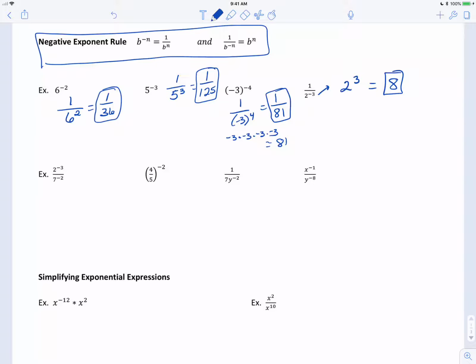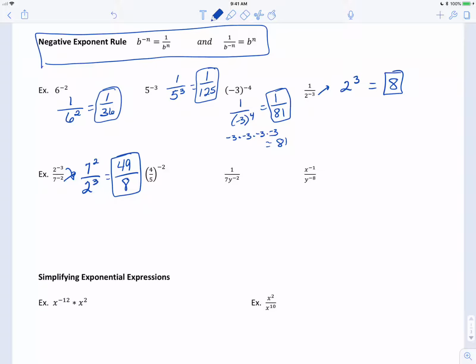Okay, well, here's a fraction. 2 is raised to the negative 3 power over 7 raised to the negative 2 power. Well, let's just take one at a time. He needs to go on bottom to become positive. The 7 raised to the negative 2 power needs to go on top to become positive. So 7 squared over 2 cubed means 7 times 7 is 49 over 2 cubed, which is 8. Final answer.